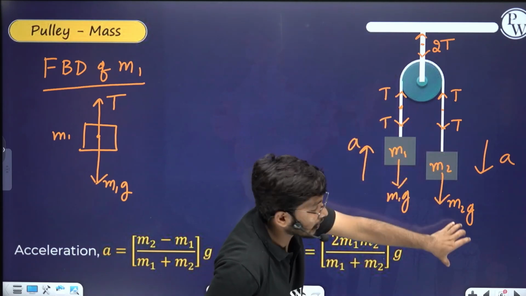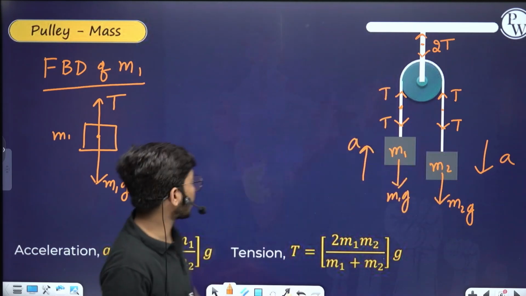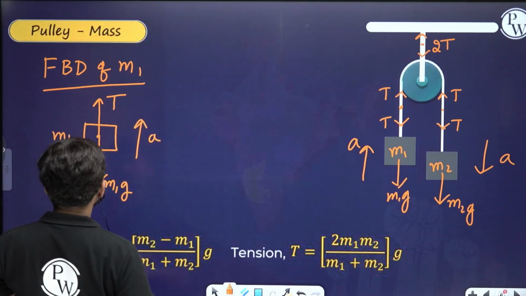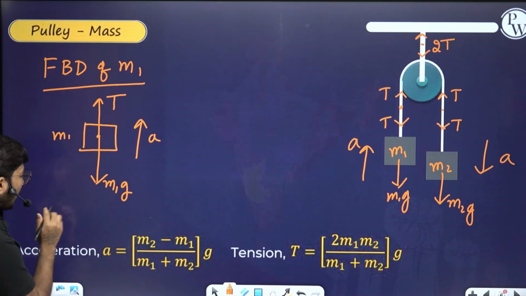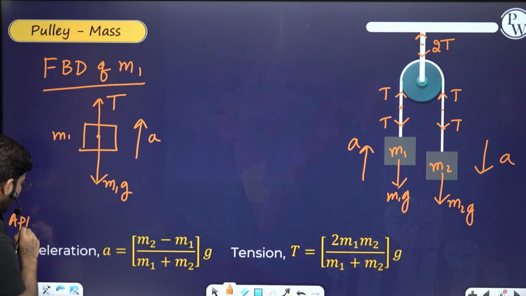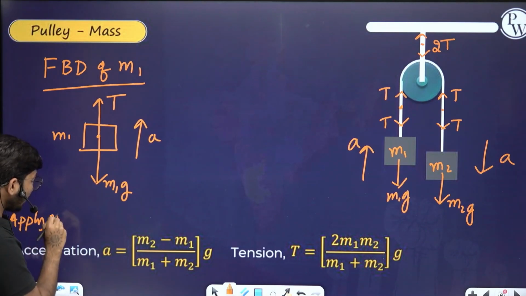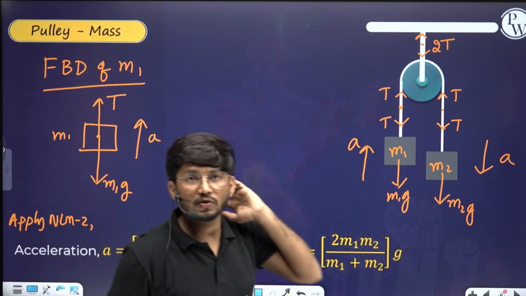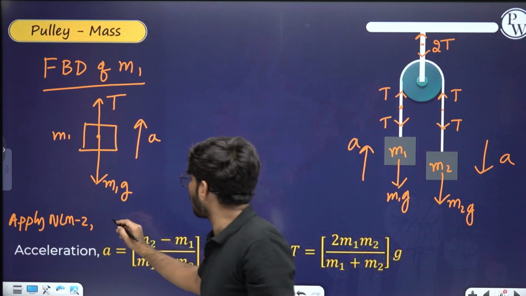E block ಕೆಳಗಡೆ ಹೋದ್ರೆ ಈ ಬ್ಲಾಕ್ ಮೇಲ್ಗಡೆ ಹೋಗುತ್ತೆ, correct? So here the acceleration is in this direction, correct? So if I apply NLM ನ ಅಪ್ಲೈ ಮಾಡಿದ್ರೆ ಯಾವ ಬ್ಲಾಕಿಗೆ? M1 ಗೆ NLM ನ ಅಪ್ಲೈ ಮಾಡ್ತಾ ಇದ್ದೀನಿ. Apply NLM2 for mass 1, correct? mass 1 ಗೆ NLM2 ನ ಅಪ್ಲೈ ಮಾಡ್ತಾ ಇದ್ದೀನಿ.